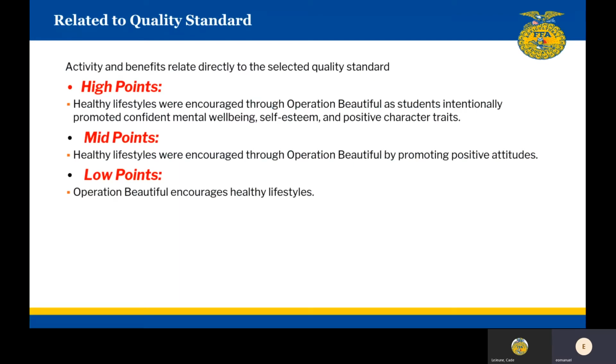So the activity and benefits relate directly to the selected quality standard. Again, you're picking where these activities go, so just make sure that it fits. Like for this one, healthy lifestyles were encouraged through Operation Beautiful as students intentionally promoted confident mental well-being, self-esteem, and positive character traits. All of that wording, mental well-being, self-esteem, and positive character traits, all comes from that quality standard description. And so the midpoints one, the way that that's different is they didn't use the words and expand on the words from the quality standard.